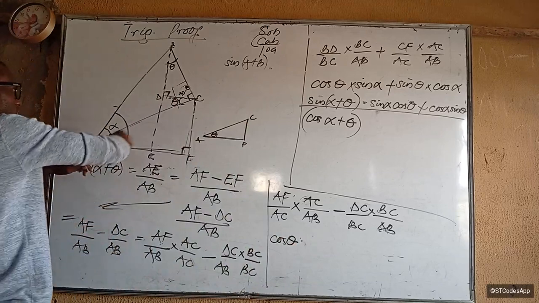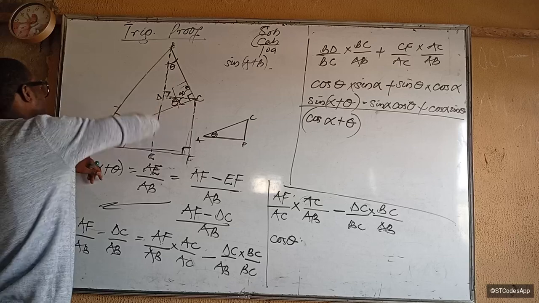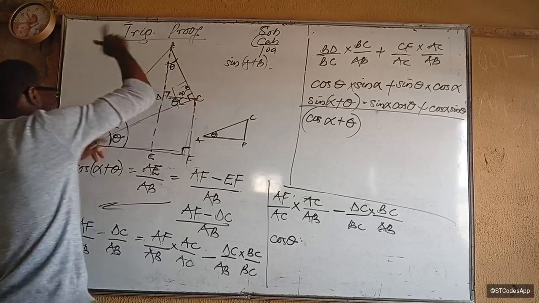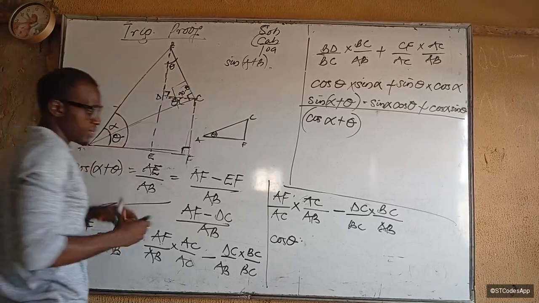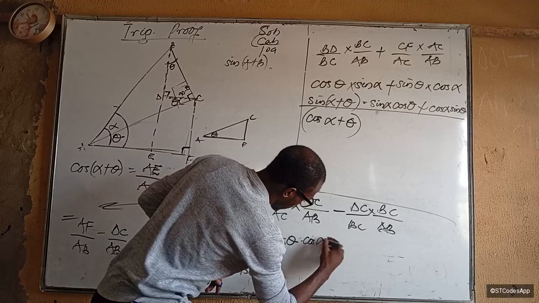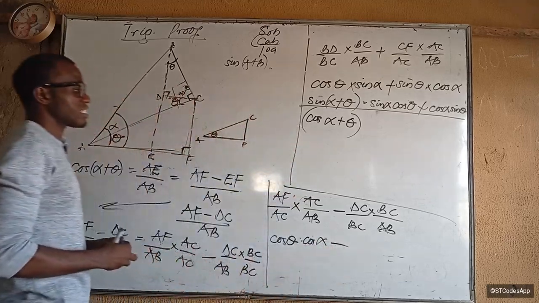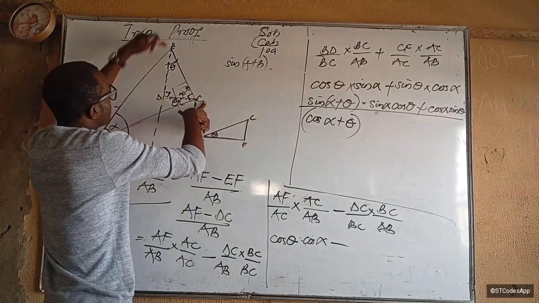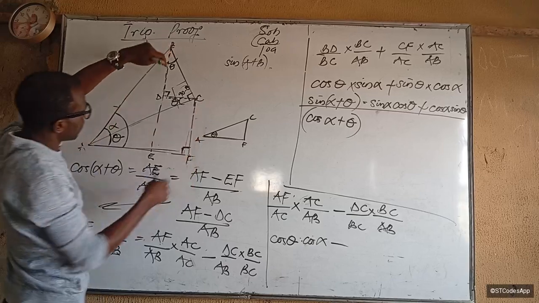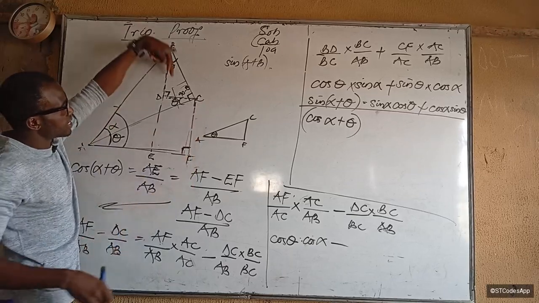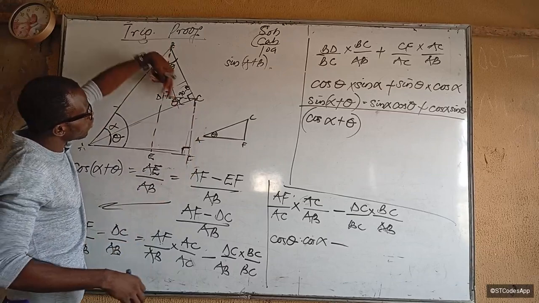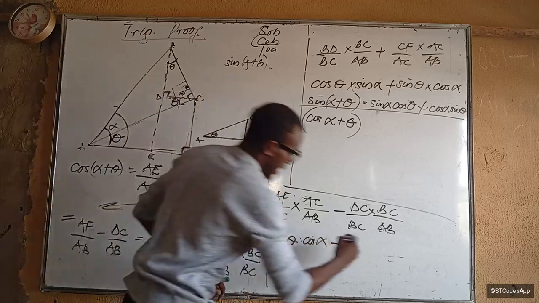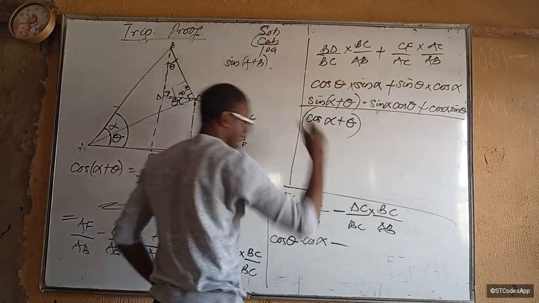What is AC? Here. Over AB. Here. So that will also be adjacent over hypotenuse for alpha this time. So that will be cosine of alpha, minus DC over BC. DC is here and BC is here. So relative to this angle here, angle theta, this thing is opposite. DC is opposite, this is hypotenuse. Opposite over hypotenuse, that's sine.